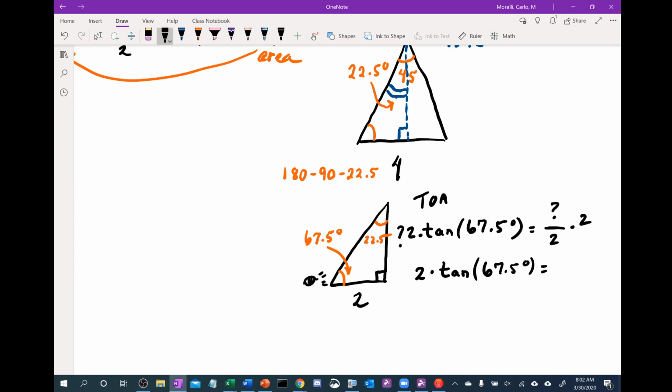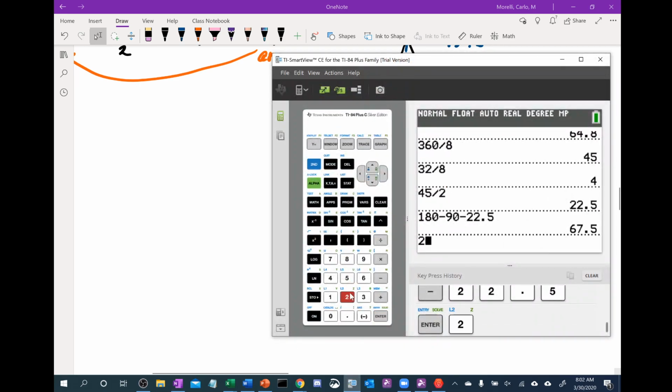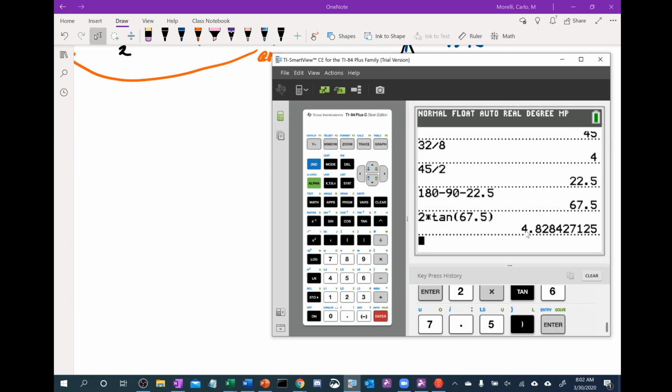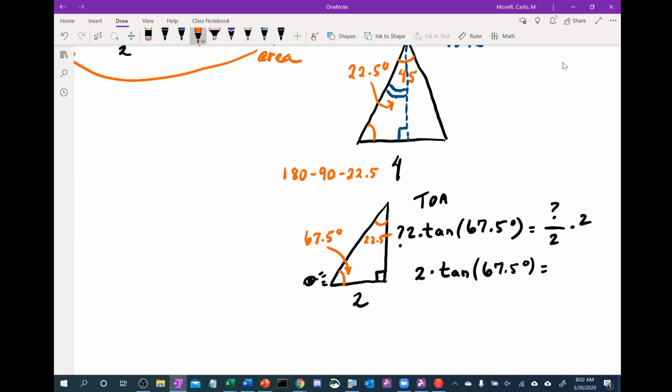And let's see what that is equal to approximately. 2 times tan of 67.5. Okay, approximately 4.828427. All right, I'm going to write a few of those numbers. 4.828427. That's what I'll write. Okay, that's the height right here. Okay, so we've got the height now.